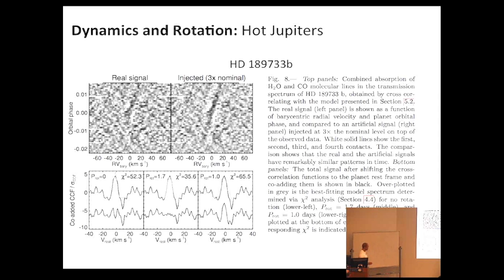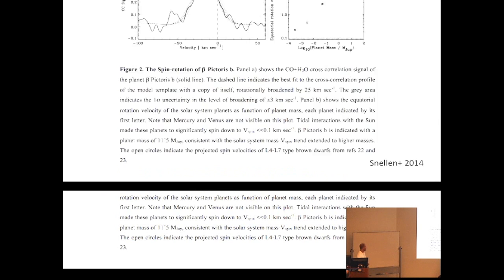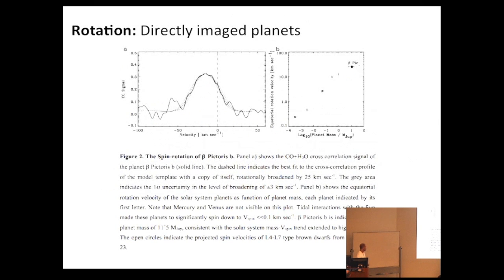Using the same technique, but combining with high contrast imaging, Ignace Snellen and collaborators observed Beta Pic b and were able to deduce a high v sin i for this planet. And this is really cool because this is a planet that we have no idea what the rotational velocity would be from other means. This is not a tidally locked short period planet. This is a distant planet that's just sitting out there.